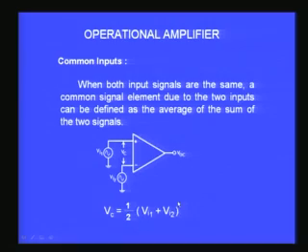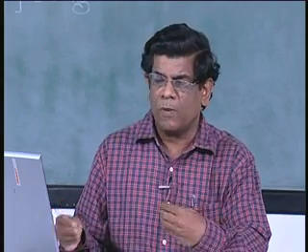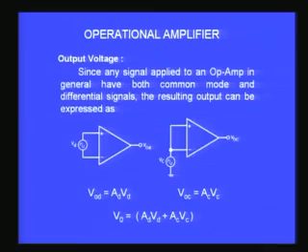So, now that we know there are two different modes, there are two different gains that one can talk of, and we know how to obtain Vc and Vd from the two independent voltages that you connect at the input terminals of an operational amplifier. Having got that, now you can see what is the total output.